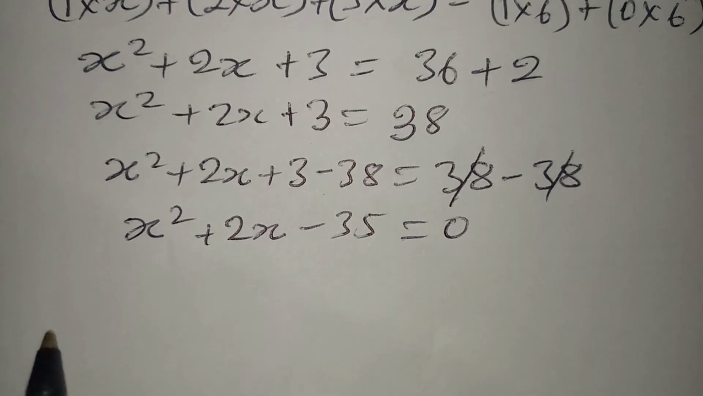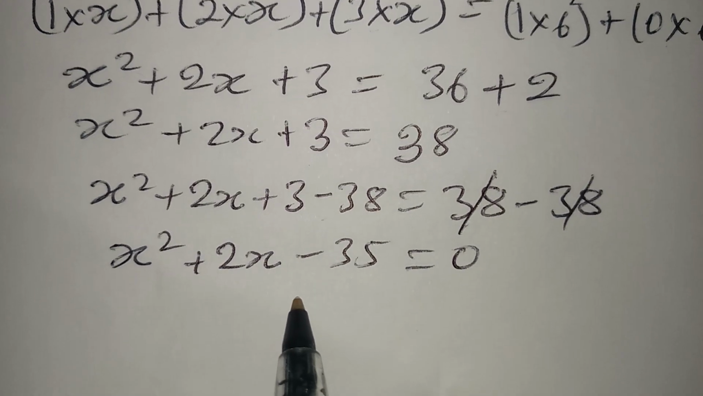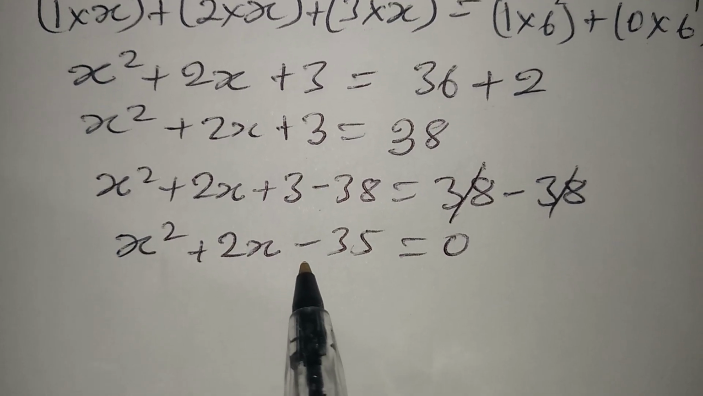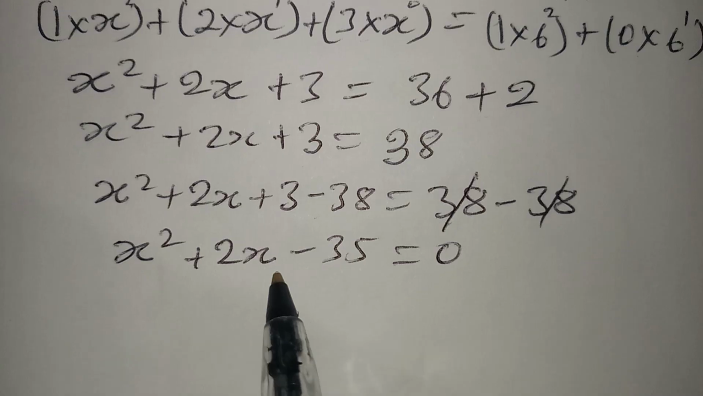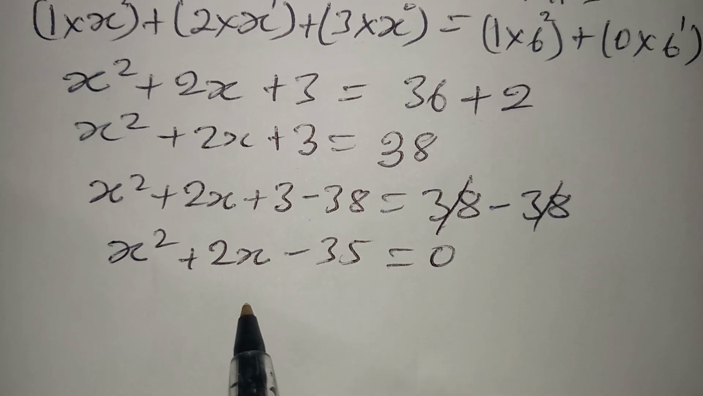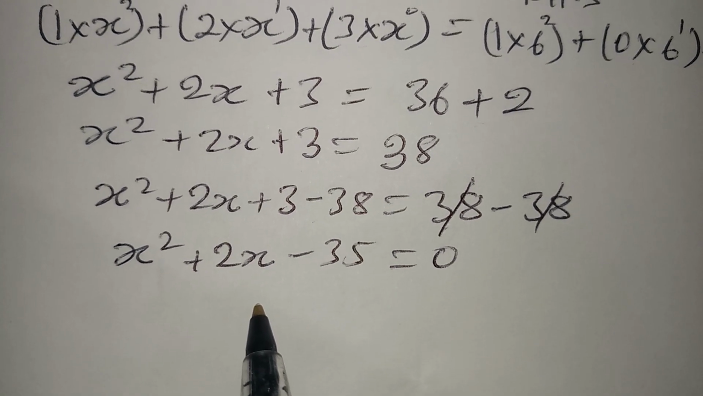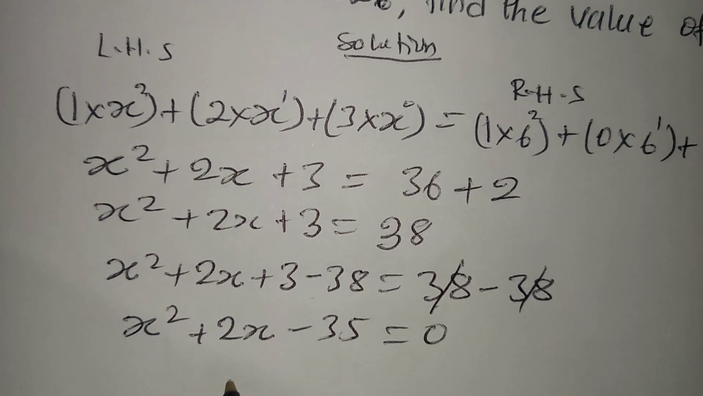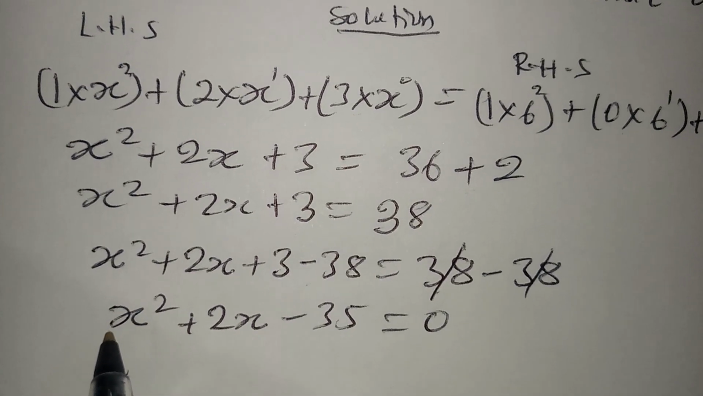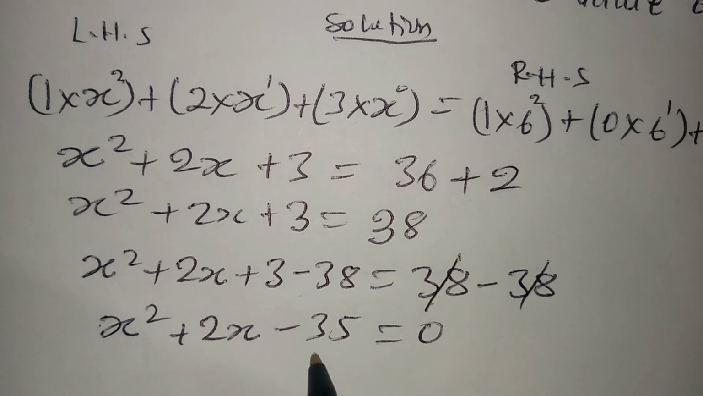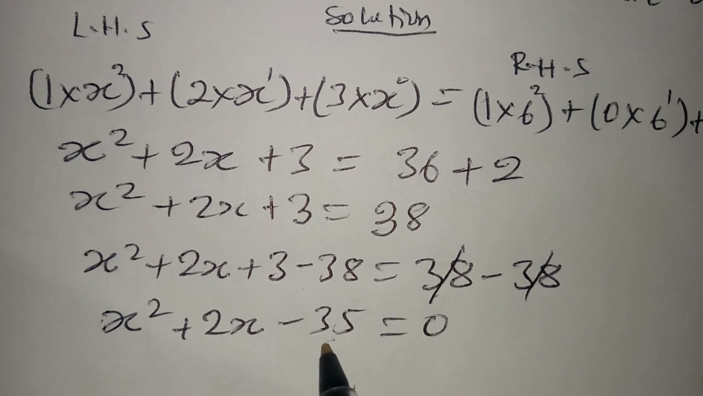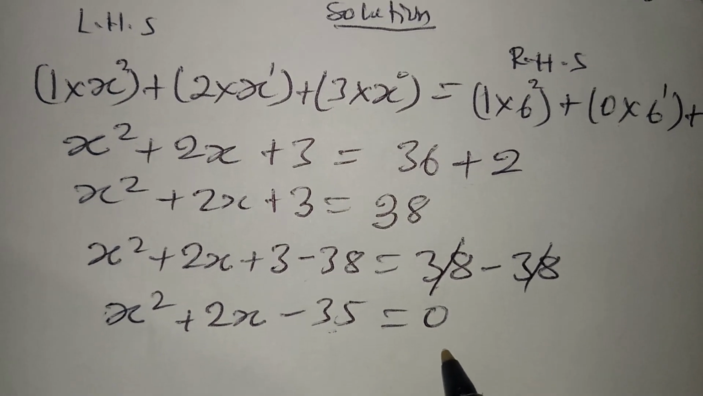Now you realize this equation here is a quadratic. And so to be able to solve for the value of x, we can decide to use the factorization method, the completing the square method, and also the quadratic formula. But I'm going to go by the factorization method. To factorize this, you consider the coefficient of x squared, which is 1. We multiply it by the constant, which is negative 35 here. When you multiply 1 by negative 35, you should be getting negative 35.